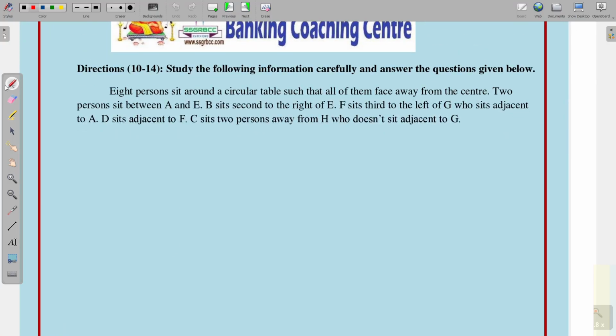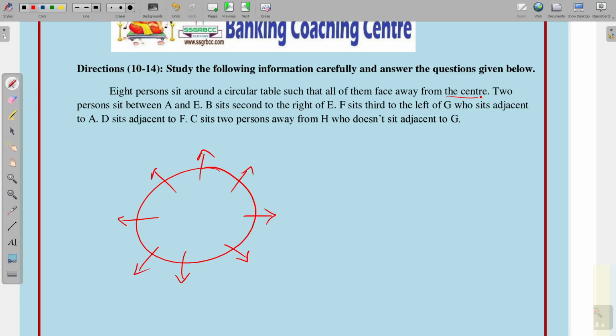Next, question number 10 to 14. So see, 8 persons sit around a circular table such that all of them are facing away from the table. So total 8 persons are there, all are facing away, it means all are sitting opposite to the center.